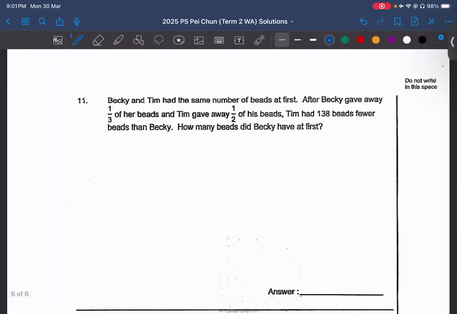So in this case, we are given that they both had the same number of beads at first. So we can represent this in a comparison model. So Becky and Tim. So we draw the equal model for both cases, for both Becky and Tim.